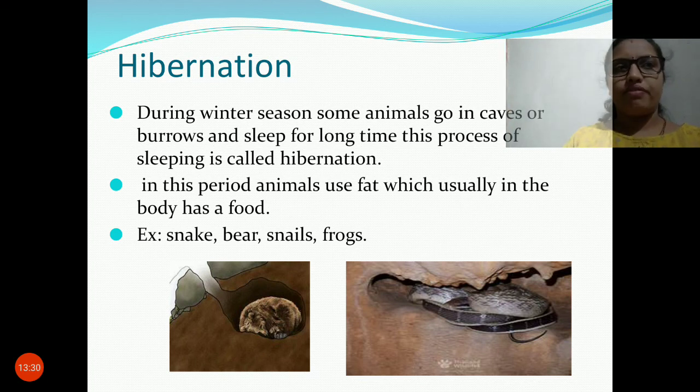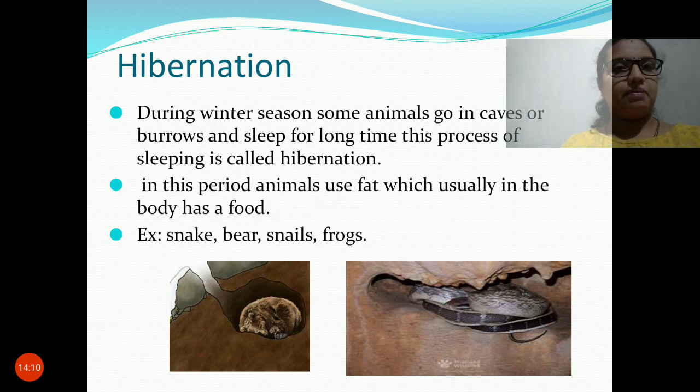Then what will they do for food? At this time, these animals use their body fat, which is already present in the body. This fat they will use as food, and in that season it will sleep in the caves itself. This process is called hibernation. I have given two examples: bear and the snake. Not all the snakes, a very few snakes. Bear and the snake are the examples of how they go into hibernation.